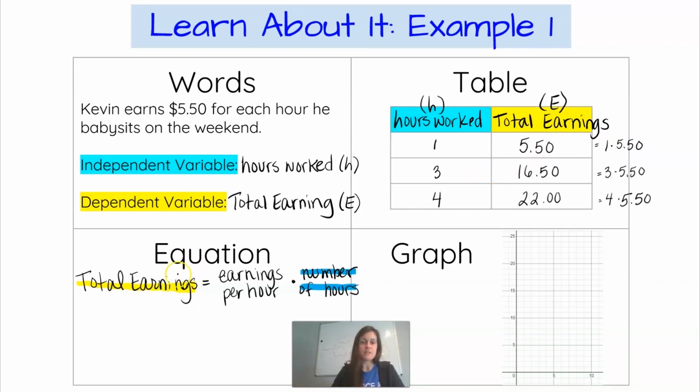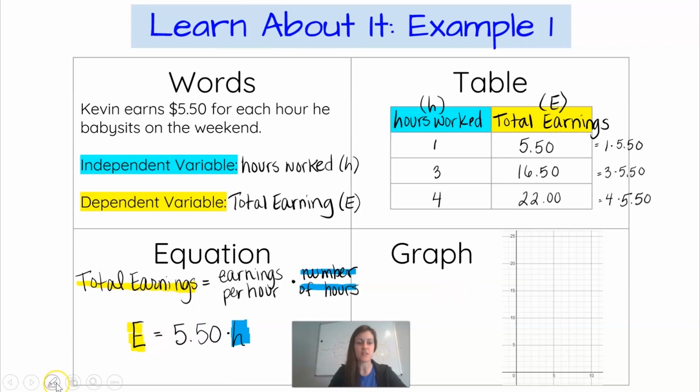So now let's represent this with an equation. The variable that I used to represent total earnings was E, and Kevin's earnings per hour were $5.50. And I multiply $5.50 by the number of hours, or H, to get my total earnings. So the equation is E equals $5.50 times H.